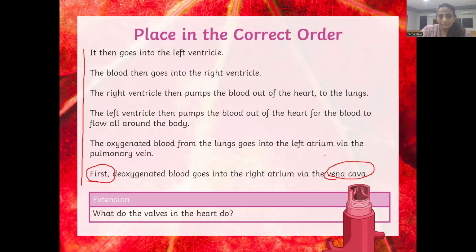As I said, first it moves to the auricle and then it moves to the ventricle. So we have right auricle and right ventricle. We also have left auricle and left ventricle. So the blood is moving like this. It goes to lungs. From lungs, it comes to left auricle, left ventricle, and goes to body parts.